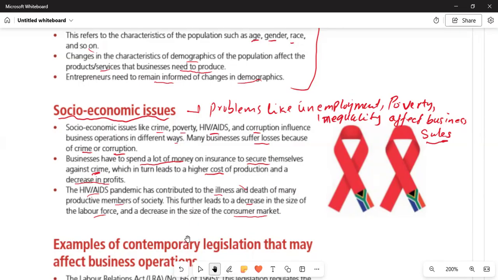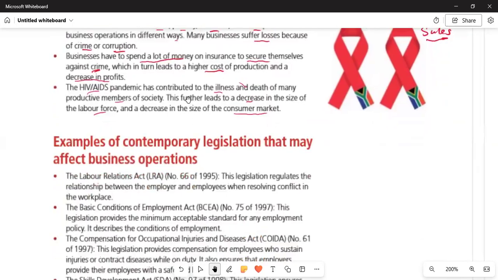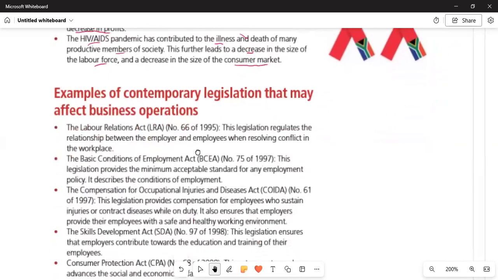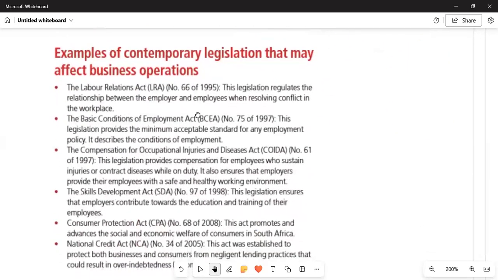So now let us move on to examples of contemporary legislation that may affect business. We are talking about legislation, the acts that you know for sure businesses are forced to comply with. When you are talking about legislation, you are talking about the law.